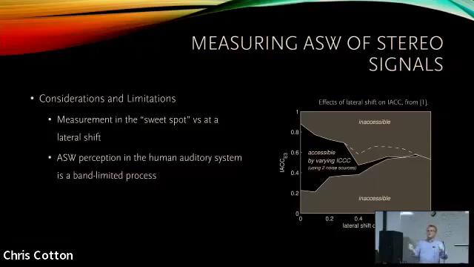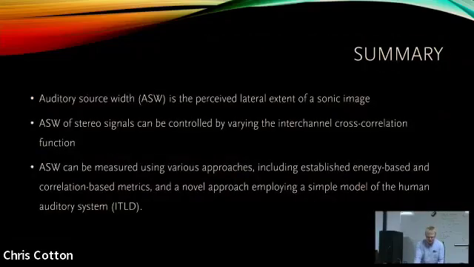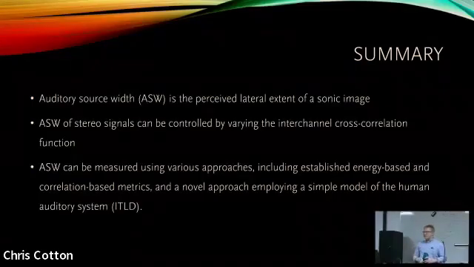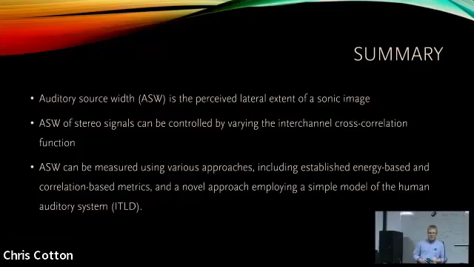Below 500 hertz, the ear isn't able to accurately localize those frequencies. So in summary, auditory source width is the perceived lateral extent of the sonic image. In our case, the phantom image produced by a stereo loudspeaker setup. The ASW of stereo signals can be controlled by varying the interchannel cross-correlation function coefficient. ASW can be measured using various approaches, including the established energy-based and cross-correlation-based metrics, so our lateral energy fraction and our interaural cross-correlation coefficient, as well as a novel approach which employs a simple model of the human auditory system, or ITLD.